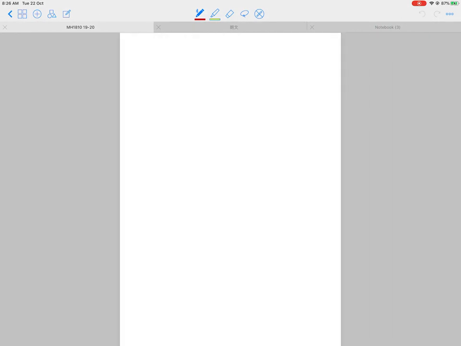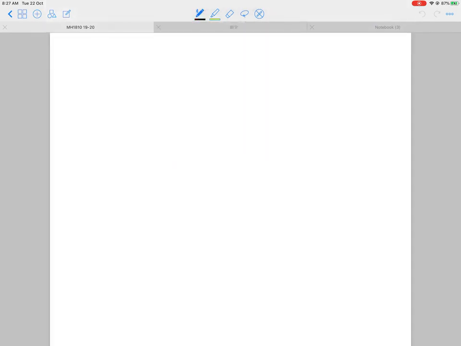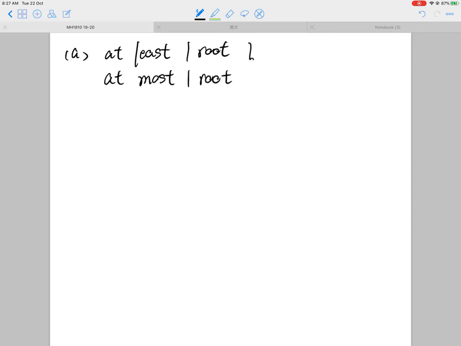Then the last part, combine A and B to conclude that there's exactly 1 root. So A tells you there's at least 1 root. B tells you there's at most 1 root, right? Then you combine them, and you should conclude that there's exactly 1 root.